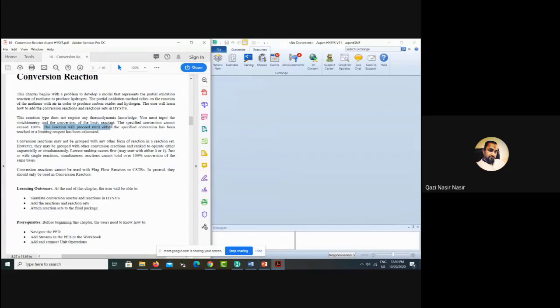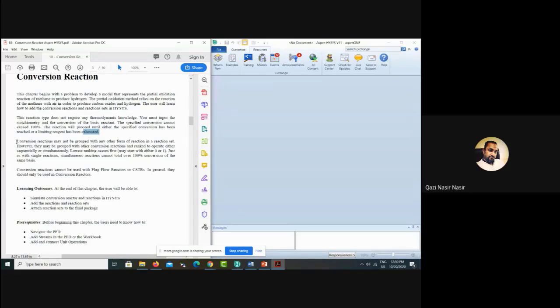The reaction will proceed until the specified conversion has been reached or the limiting reactant has been exhausted. This means that the reaction will only complete when the specific conversion that you put has been reached, or the limiting reactant, which will be reduced first, will be totally removed, or totally exhausted. That is the only way we understand that the reaction has completed.